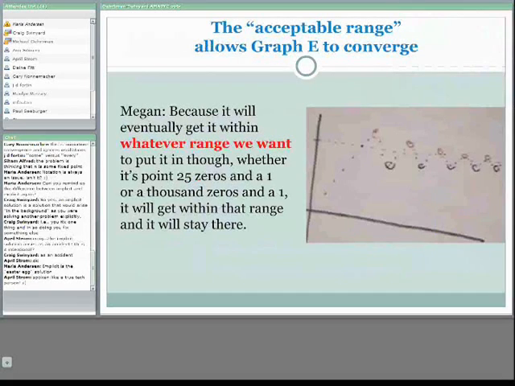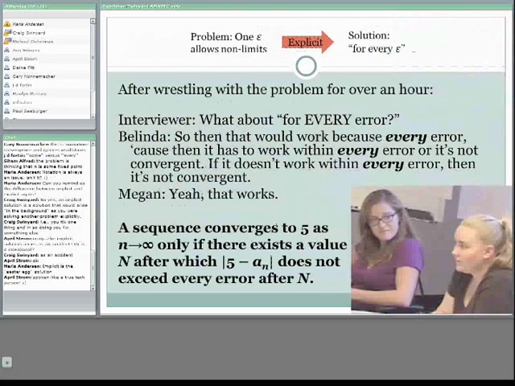So there we were on the second day, and one of their more recent definitions there said a sequence converges to 5 as n approaches infinity only if there exists a value little n after which the 5 minus a sub n, an absolute value, the error there, does not exceed your chosen error and the size of the errors decrease. So this just gives you a snapshot of where they were at about the middle of day 2. And at this point they still were using little n to refer to multiple things.